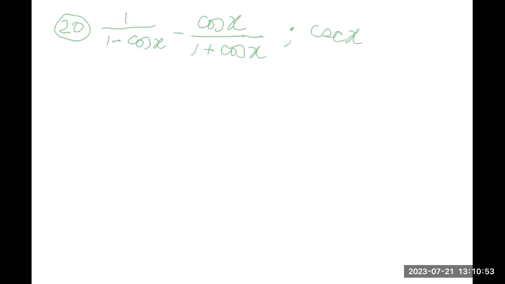Let me start by subtracting the second term from the first using a common denominator of 1 minus cosine x times 1 plus cosine x. To get that denominator in the first term, you'll have to multiply top and bottom by 1 plus cosine x. So 1 times 1 plus cosine x.